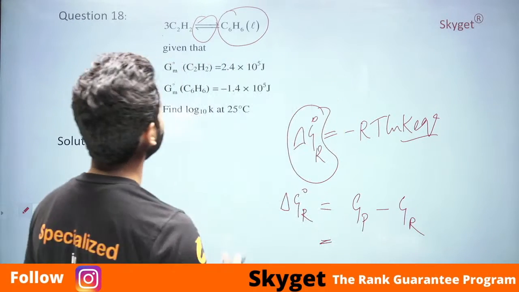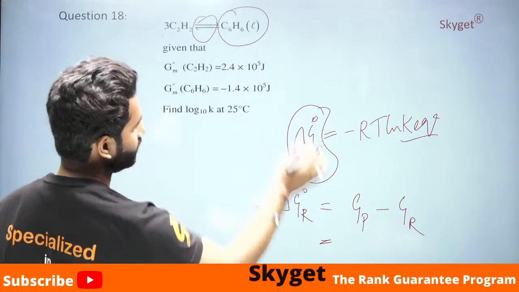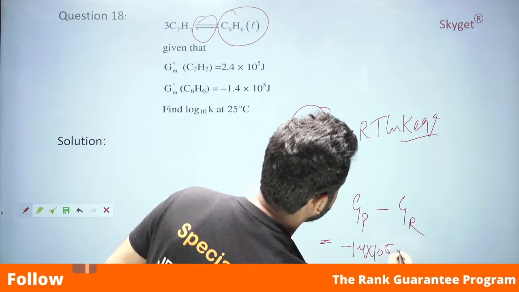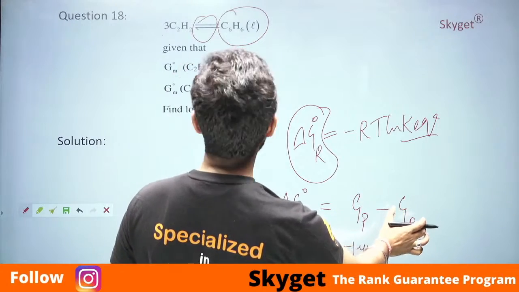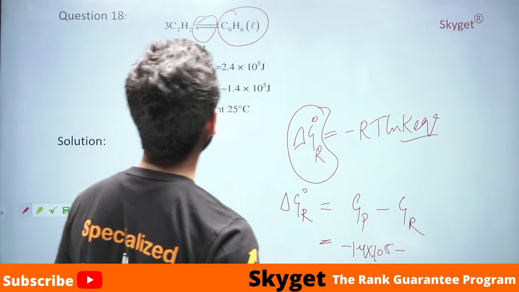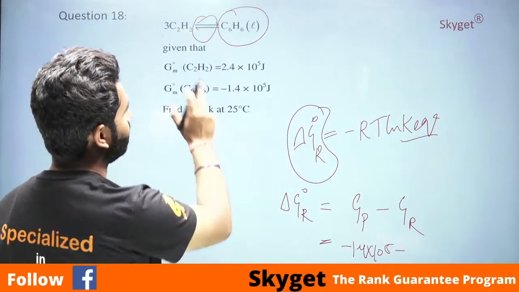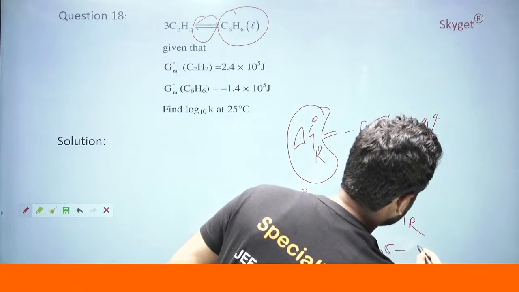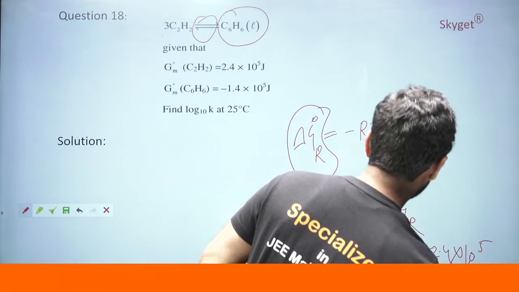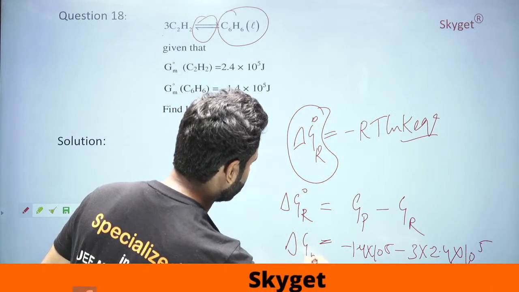So what we'll do is that in the case of product we have benzene. What is the value? Minus 1.4 into 10 raised to power 5, minus Gibbs free energy of reactant. Reactant here is acetylene. Another important thing is that we have the 3 coefficient in front of acetylene. We need to multiply that coefficient while writing the Gibbs free energy. How? 3 into 2.4 into 10 raised to power 5. A simple calculation is there to find the delta GR naught.